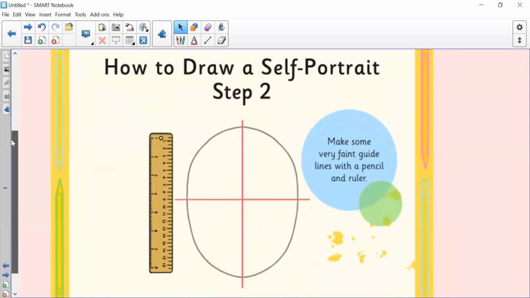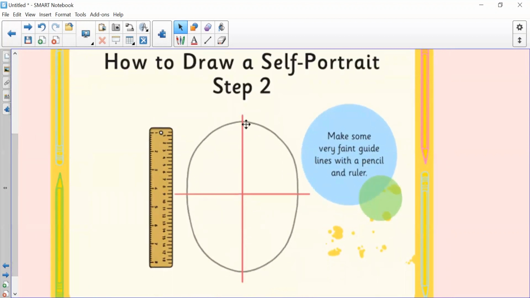Okay, step 2. If you've got a ruler, you can use the ruler. If not, just do it by hand. Make some very faint guidelines with a pencil and a ruler. This one goes straight down the middle, and then this one is not halfway, it's a little bit higher than halfway, okay? So pause the video and get that done.